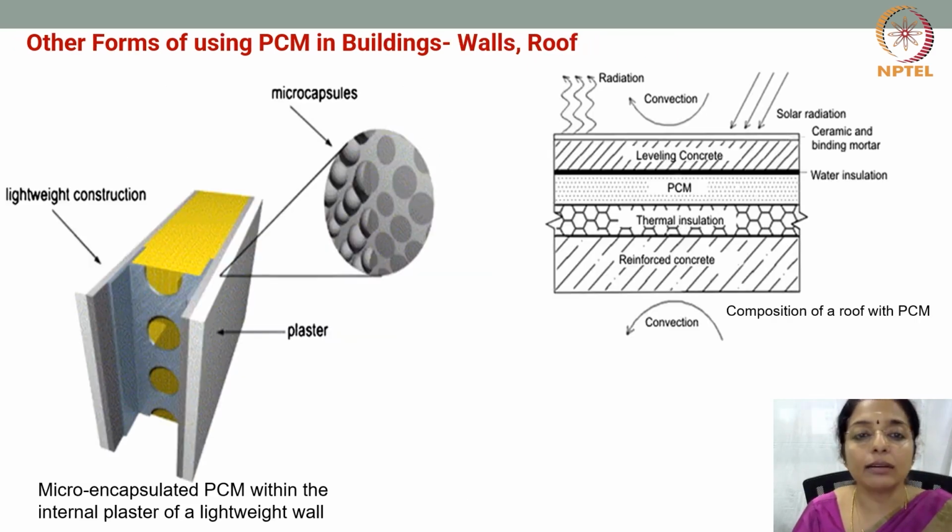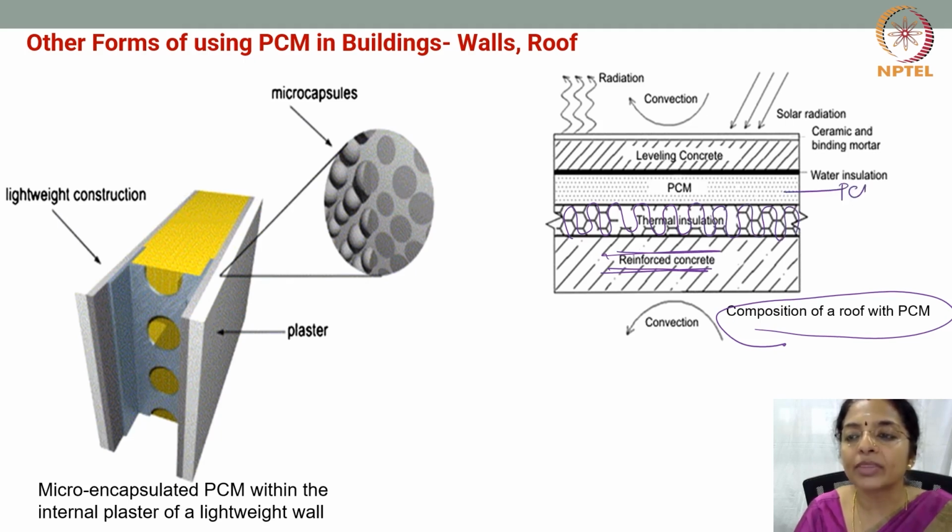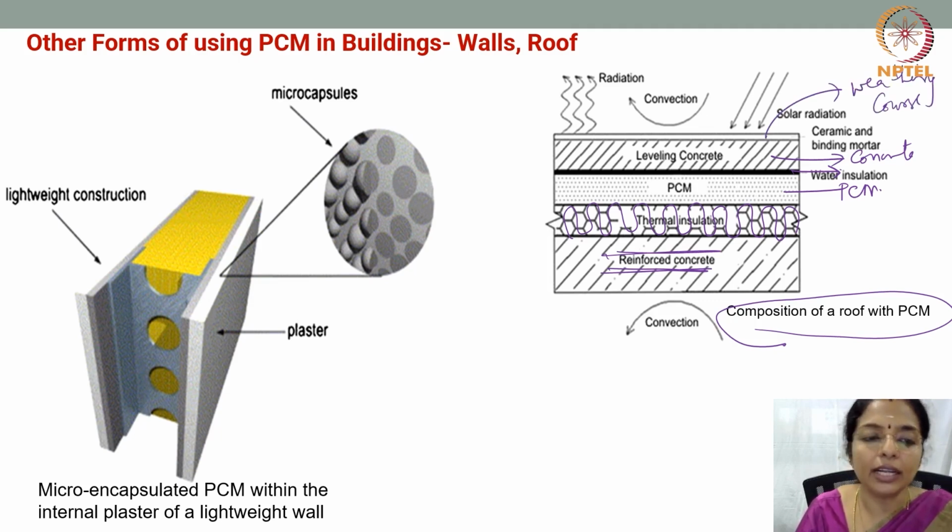Then you can also have roofs, composition of roof with PCM. So you have the RCC or reinforced cement concrete, after which you can have a thermal insulation. Then you can have PCM. You can have a water barrier or a water insulation, and then you can have concrete, and then you can have the regular weathering course. So these are all theoretical, not yet used, but you can think how we can use it.